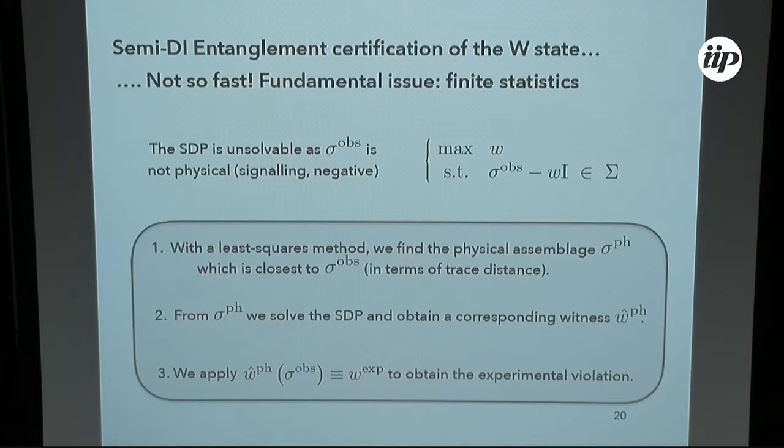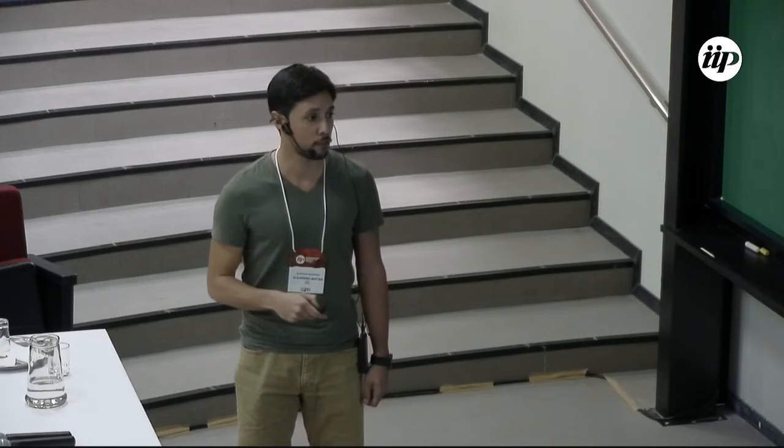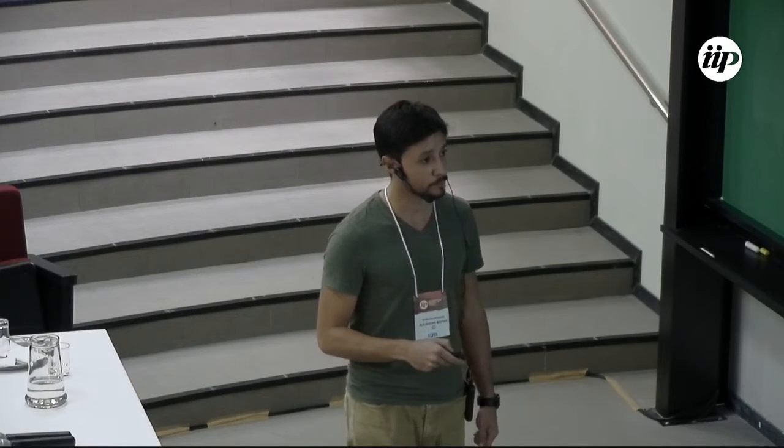First, the idea is to find with a least square optimization the closest physical assemblage, so the physical assemblage which satisfies non-signaling and which satisfies positivity constraints, which is closest to the observed data, which is not physical. Then, once we have our physical assemblage, we can solve our SDP, and this SDP will give us a proper witness, which is W physical. And finally, we can come back to the experimental data by applying the physical witness to the observed assemblage, and this gives us the experimental violation. So the results are that we managed to certify all types of entanglement, both for the case of one untrusted party and for the case of two untrusted.